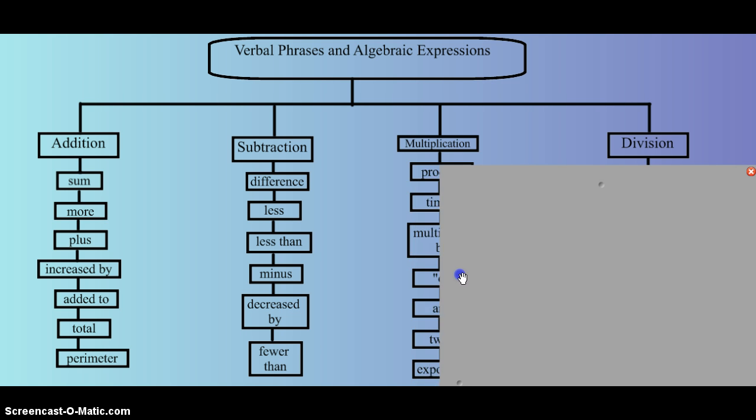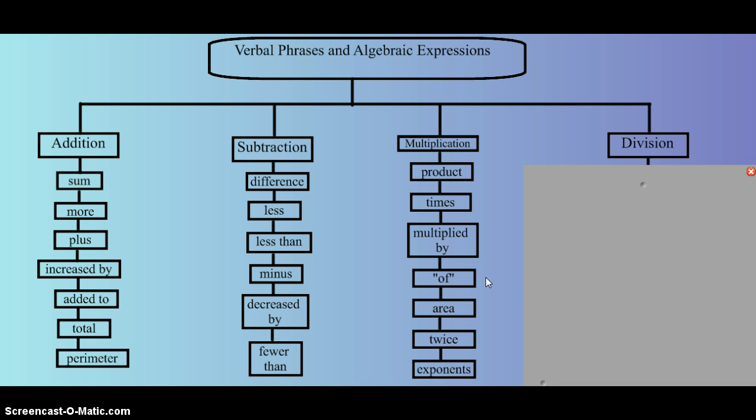Next, we're going to go to multiplication. Multiplication, the basic root word is product. We know that a product is the answer we get whenever we multiply 2 numbers together. They might just say a number times another number. They might also say a number multiplied by something.